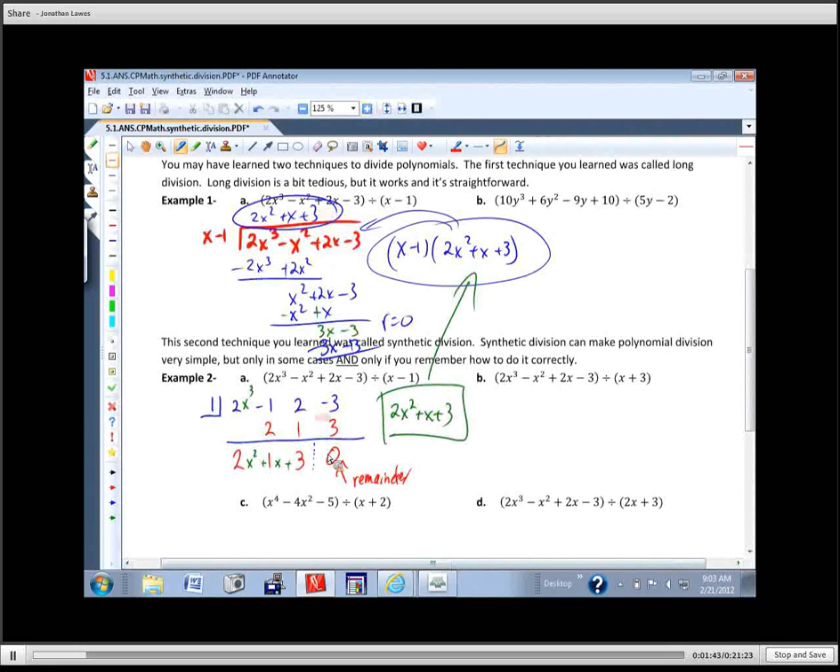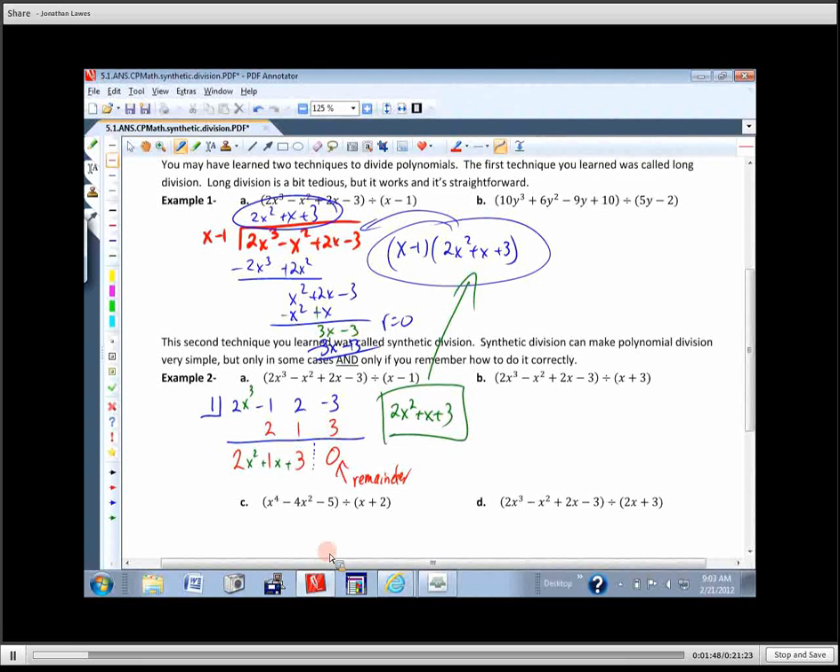And then I came down here and I showed you how to do synthetic division. I think I asked this before. How many of you have seen synthetic division before? Raise your hand. Okay, about a third or a half of you.